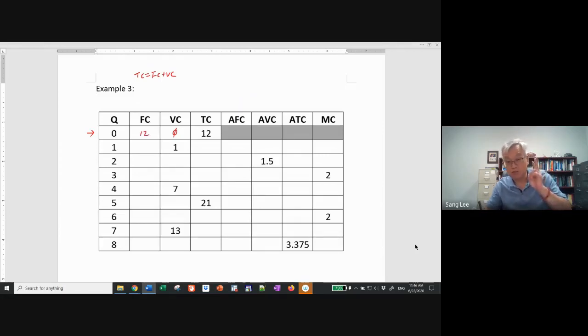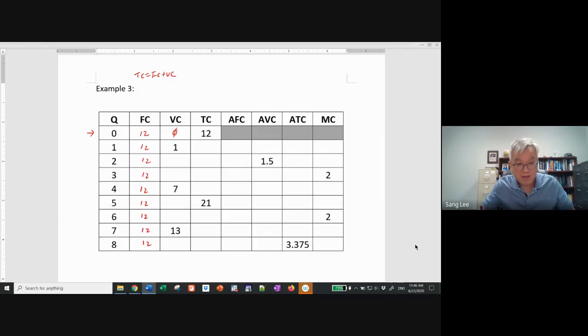Okay, so once you fill in these two cells, now it gets much easier. Does fixed cost change as you produce more output? No. So simply, the second column is filled with the same fixed cost, 12 and 12.